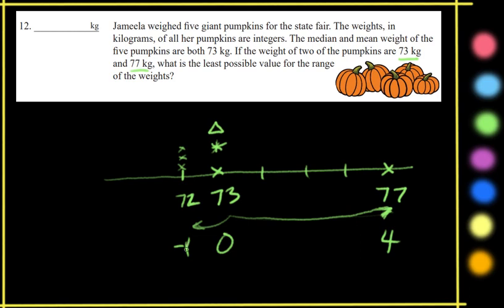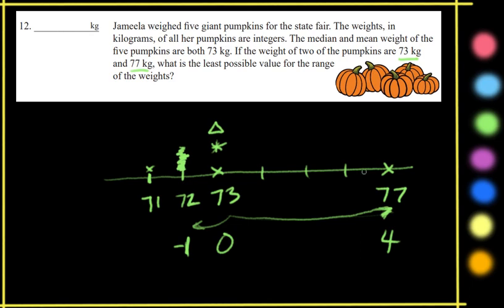If I sum up the pumpkins, they have to add up to 0 so that my mean is here. And here I've got -3 and 4. They're not going to sum up to 0. So I need to at least have 1 down at 71. And I'm going to cross these ones out for a minute.